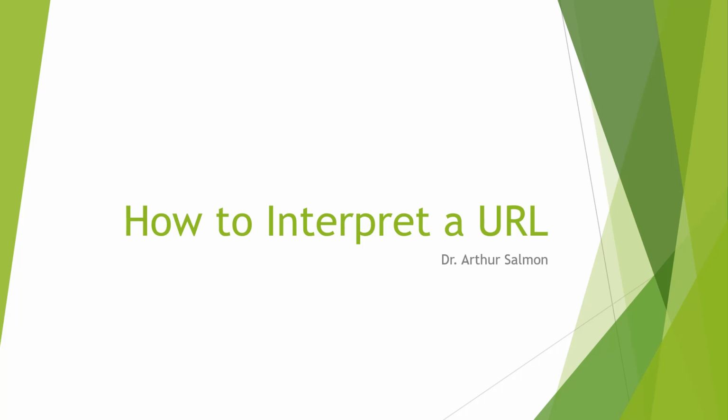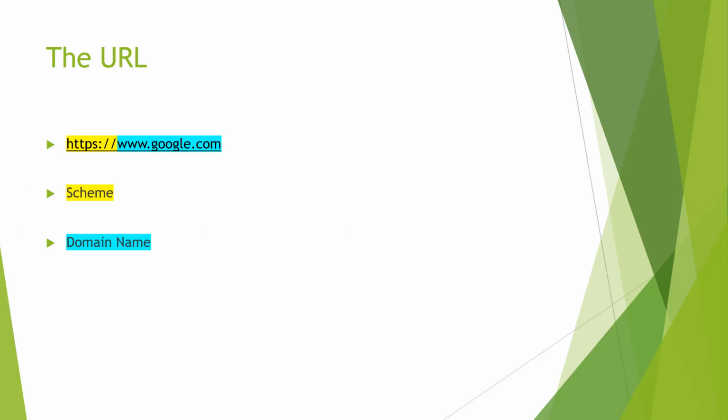Welcome. In this video, we're looking at how to interpret a URL. Here we have the URL www.google.com. This URL is broken up into two subsections, the scheme and the domain name. The scheme is essentially the protocol that is used to connect to this web resource. The domain name, also sometimes referred to as the fully qualified domain name, is the path to the actual web resource, the website, for example.